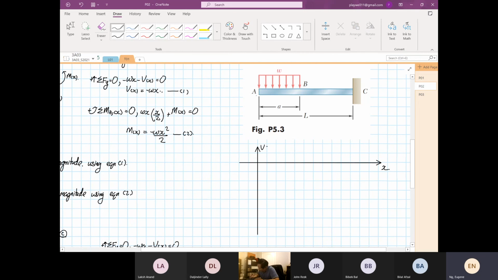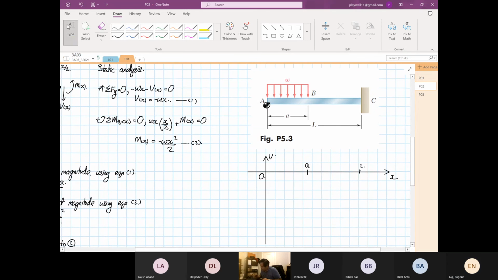Remember, I told you guys that the geometric datum is always on the left-hand side. The reason why is because when we draw the shear force and bending moment diagram, 0 is always here. So you cannot shift here, shift there. You can't do that. So over here is your distance A. Over here is your distance L. I'm just eyeballing this.